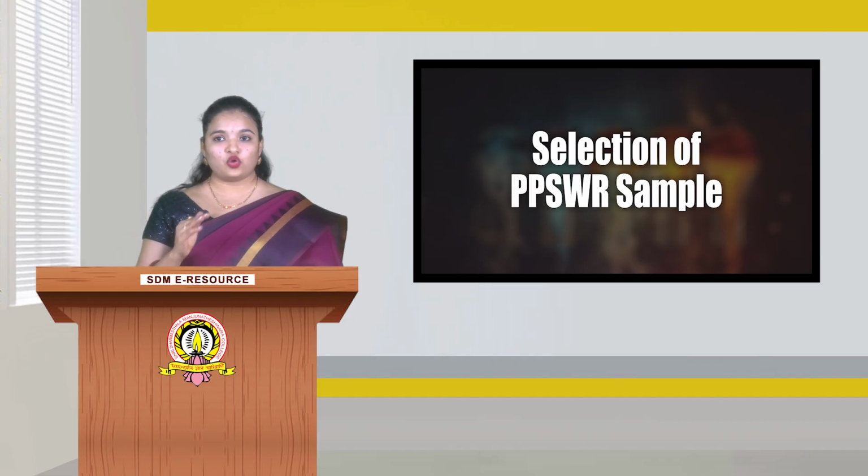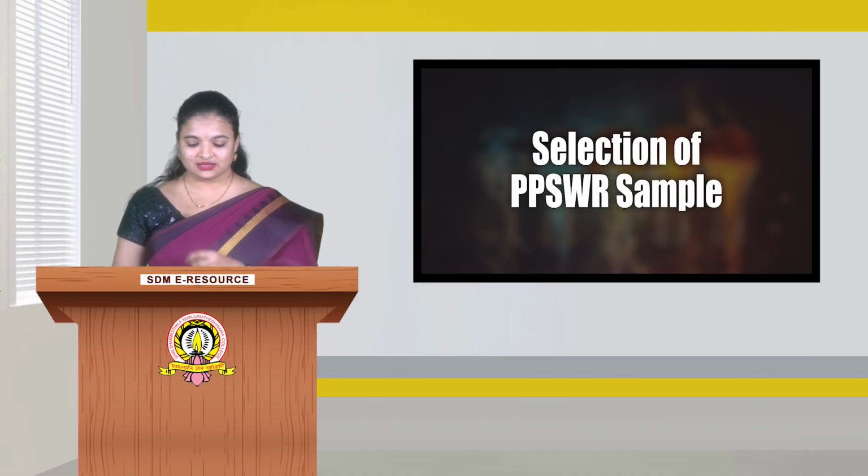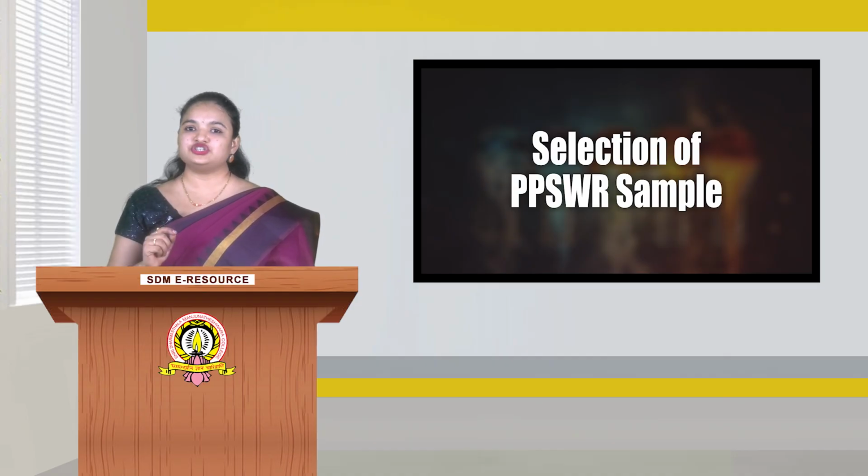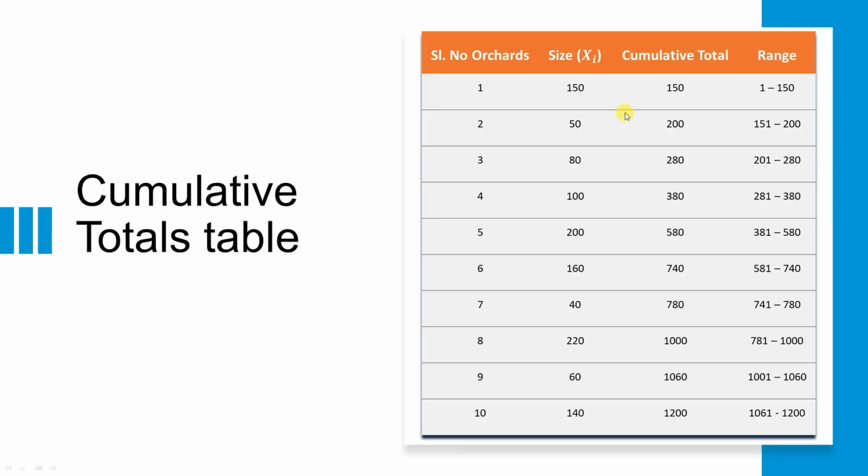Now we follow the steps to select the observations. The first step is to generate a random number from 1 to summation xi. Before that we need to compute the cumulative totals. This is the cumulative total table. Here you have the given observations xi. The cumulative total is 150 itself, then the next is 150 plus 50, then 200 plus 80, and likewise the cumulative total goes to the end. This is the total summation xi.